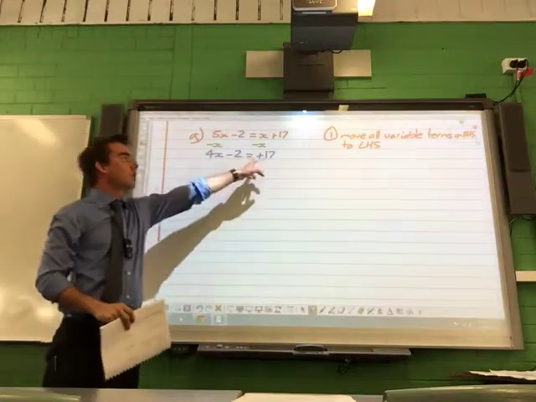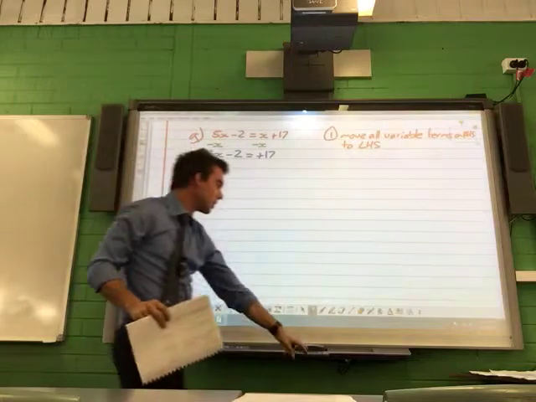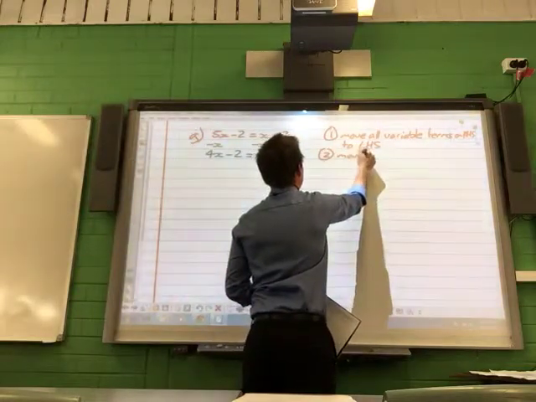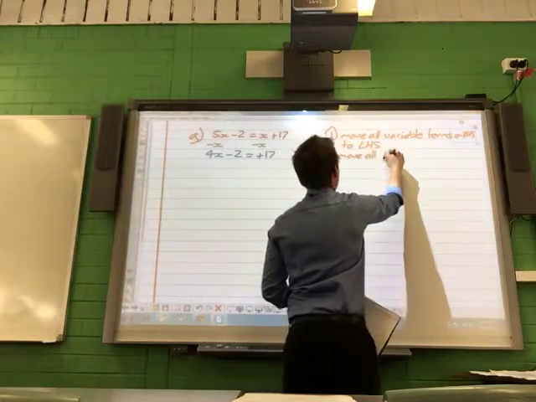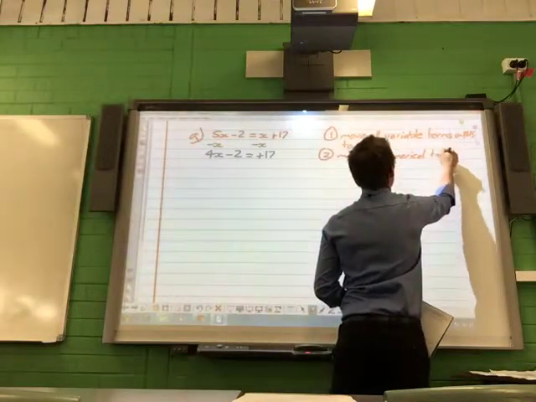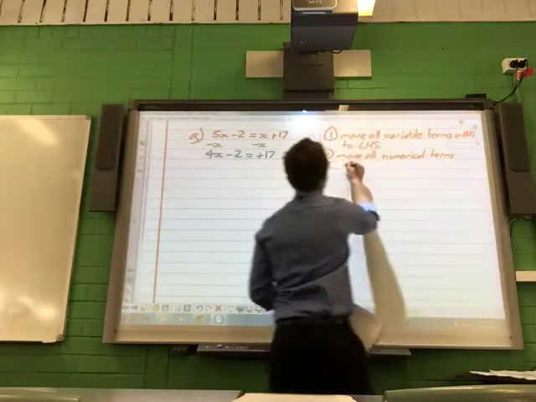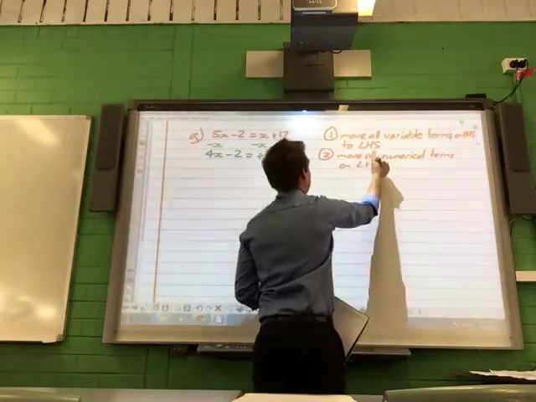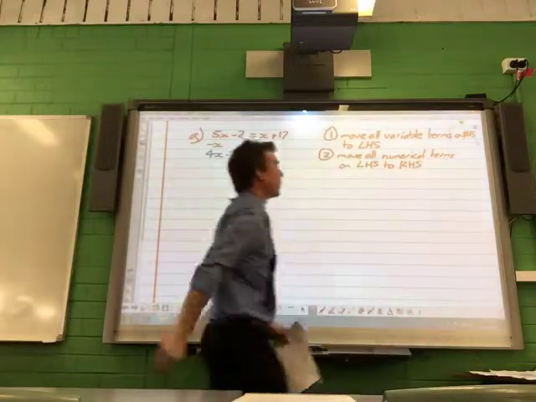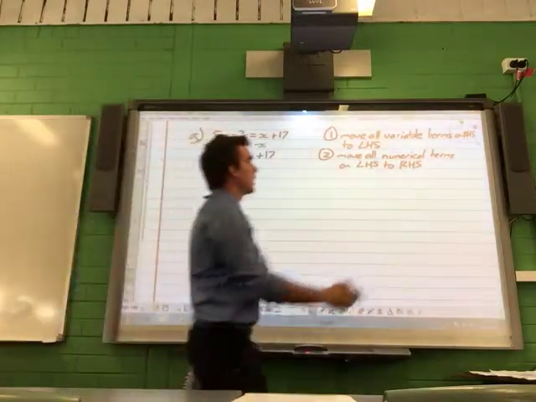Right, so there are no variable terms on the right hand side. Then I can move on to step 2. Move all numerical terms on left hand side to the right hand side. And numerical means numbers, no letters.